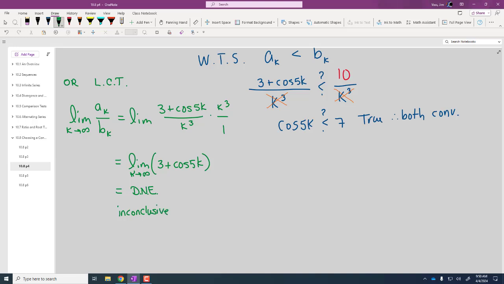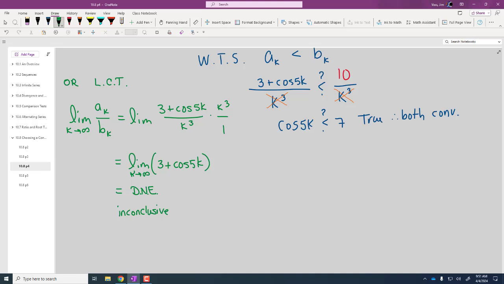Let's say on a test we don't get the comparison test, we go to the limit comparison test, and we get that the limit doesn't exist. Do you recommend going back? Then we go back and fiddle with our b sub k. Okay, we go back to b sub k and massage it. Will either one work all the time?